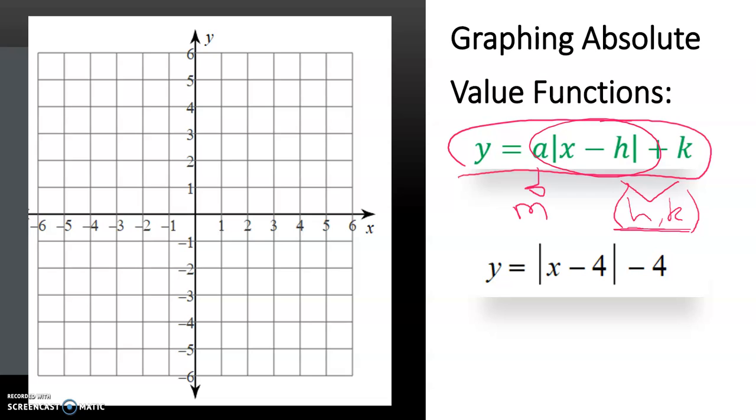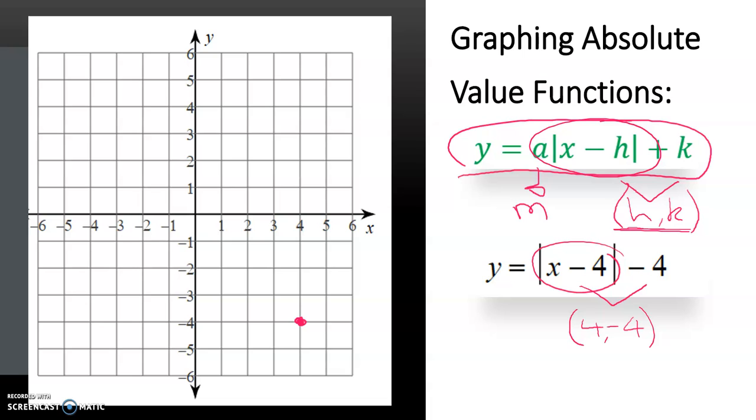So let's have a look at the one we have here. Y equals the absolute value of x minus 4 minus 4. So we always start with our vertex. So let's have a look. These two values here, and this one needs to be the opposite sign. So it's going to be at 4 and negative 4. So let's just put a point on 4 and negative 4 right there.